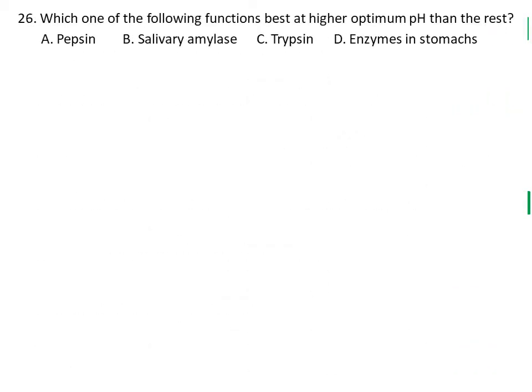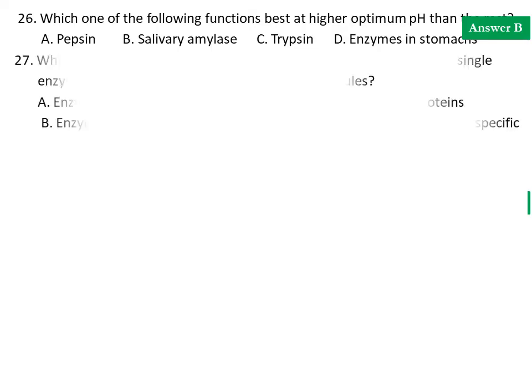Question number 26. Which of the following functions at a higher optimum pH than the rest? A. Pepsin. B. Salivary amylase. C. Trypsin. D. Enzyme in the stomach. So the answer should be B. It has a higher optimum pH, about 6 to 7. So the answer should be B.